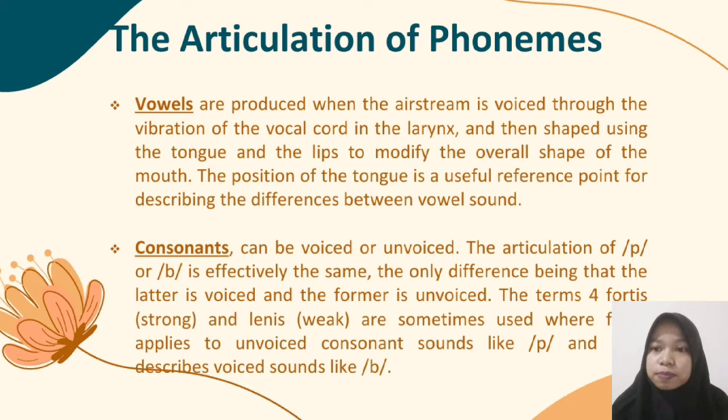Then consonants. Consonants can be voiced or unvoiced. The articulation of p or b is effectively the same, the only difference being that the latter is voiced and the former is unvoiced. The terms fortis, or strong, and lenis, or weak, are sometimes used, where fortis applies to unvoiced consonant sounds like p, and lenis describes the voiced sounds like b.